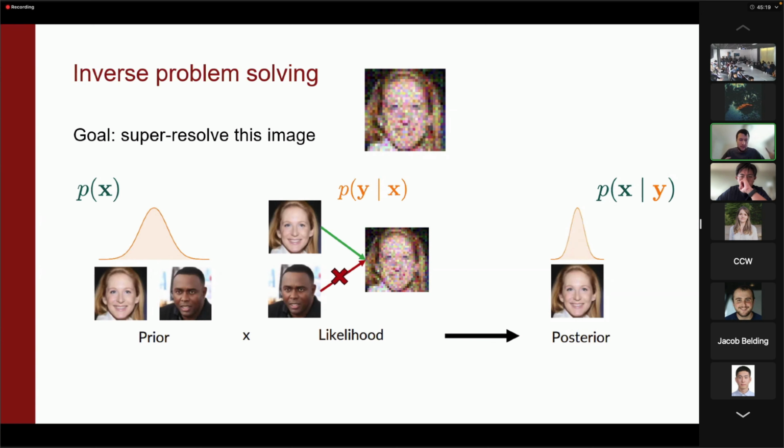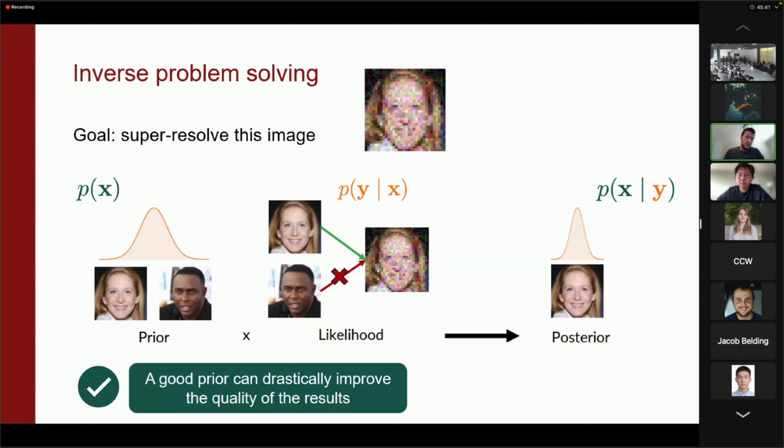And we can combine these two objects to get a posterior that will basically tell us which images are likely under the prior and are consistent with the kind of measurement that we have with the corresponding low resolution image that I'm showing you here. And then if you can sample from the posterior, then you are solving the super resolution problem, right? And the good thing is that if you have a good prior, if you have a good model that tells you which images are likely a priori, then you can get some pretty good results in a variety of different inverse problems.